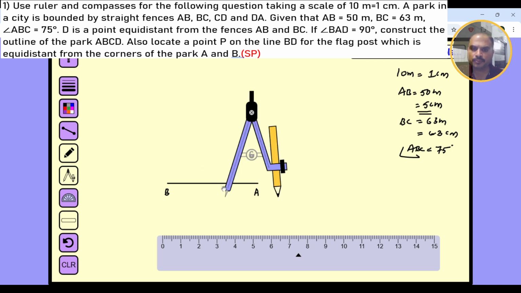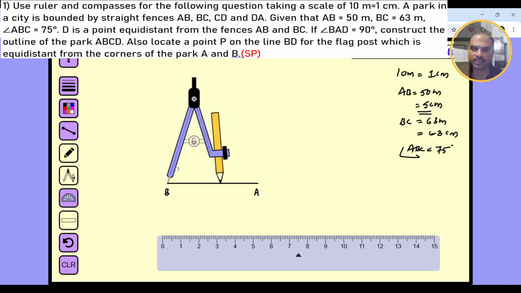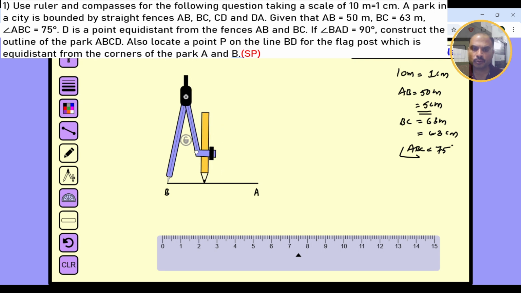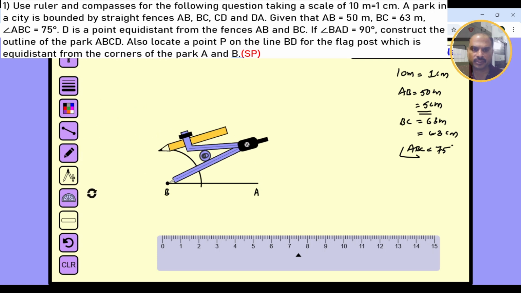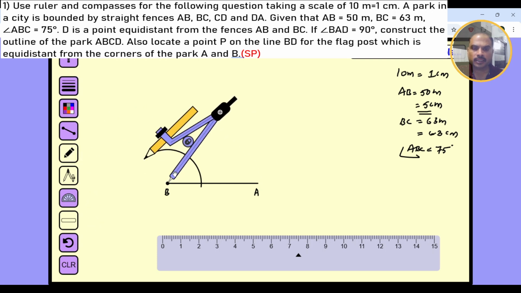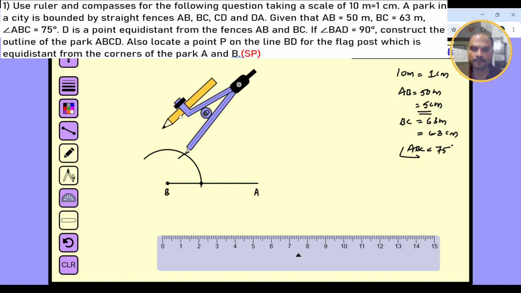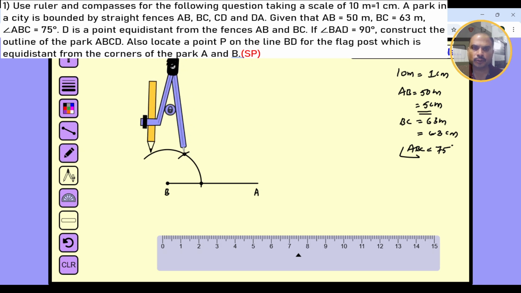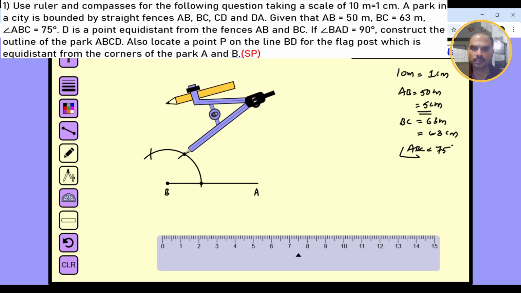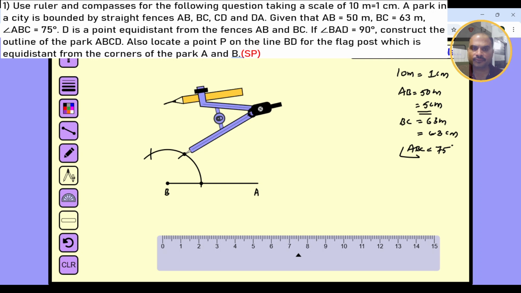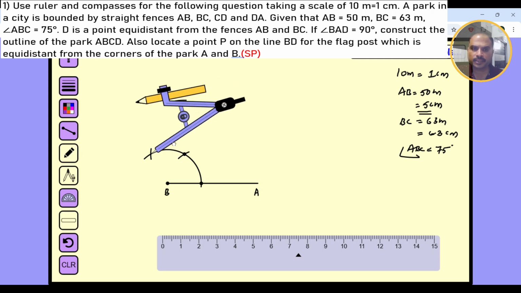So now at B I need to construct 75 degree. All of you know how to construct 75 degree, children. To construct 75 degree, first I will construct 90 degree, then bisect the angle between 90 degree and 60 degree, that will give me 75 degree. Okay children, so now here I am constructing 75 degree.